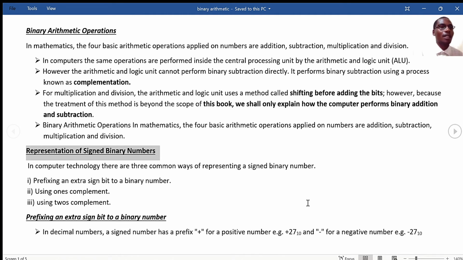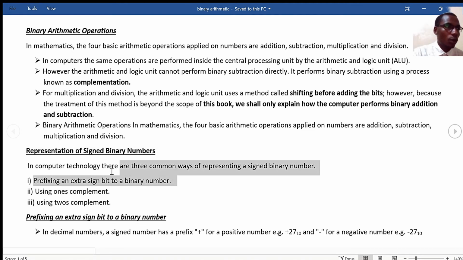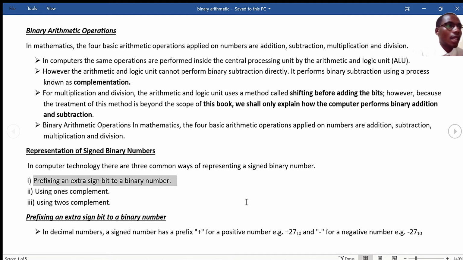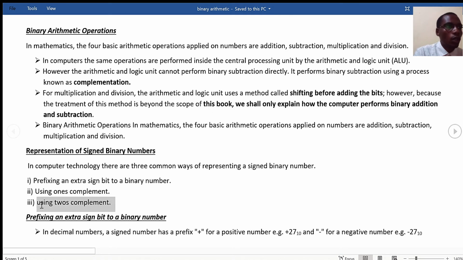How do we represent signed binary numbers? One, we have the first method, which is called prefixing an extra sign bit to the binary number. Two, using 1's complement, and three, using 2's complement.